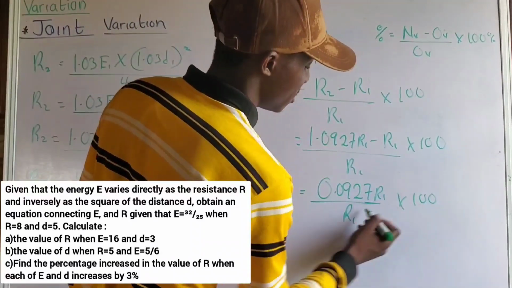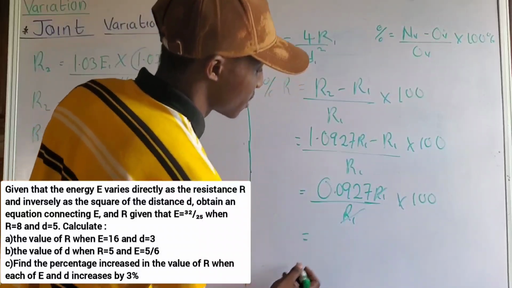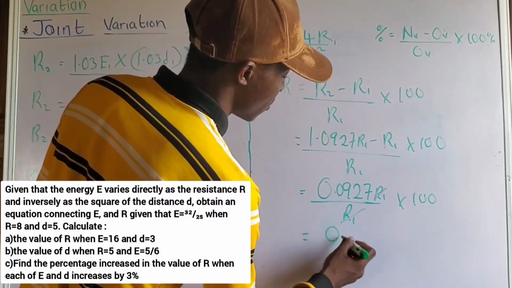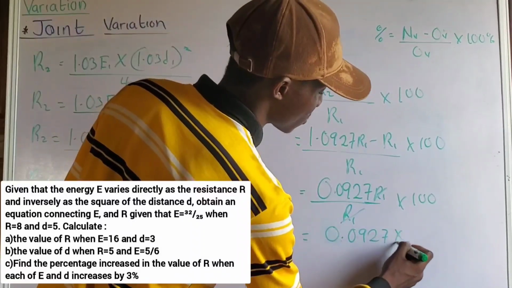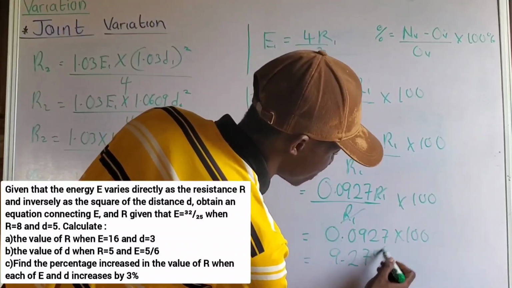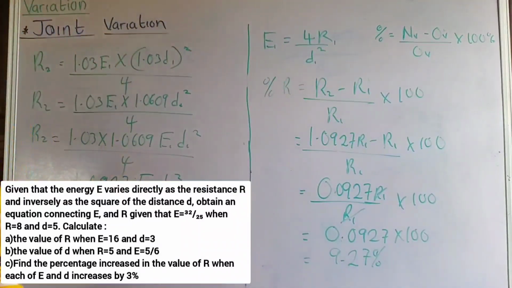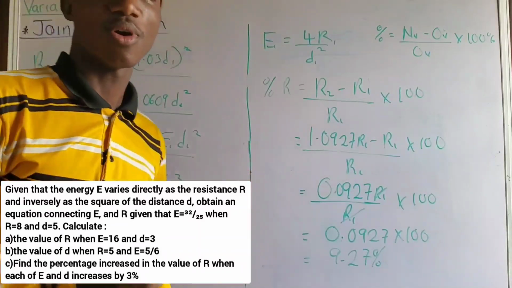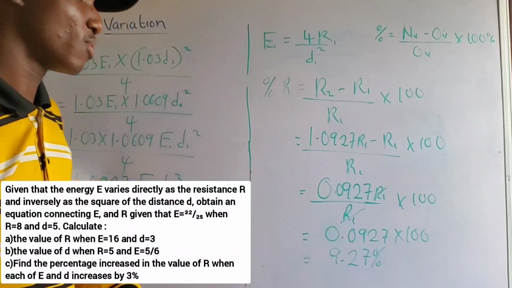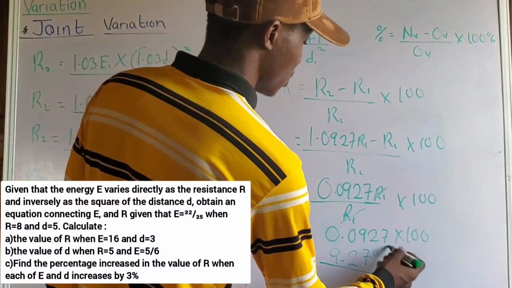Multiplied by 100. This R1 cancels this R1. I'm going to have 0.0927 times 100, so this will be 9.27%. So the percentage increase in the value of R, as D and E increase by 3%, is 9.27%.